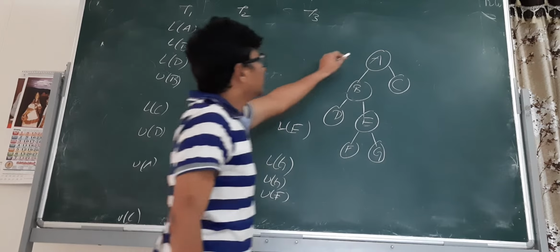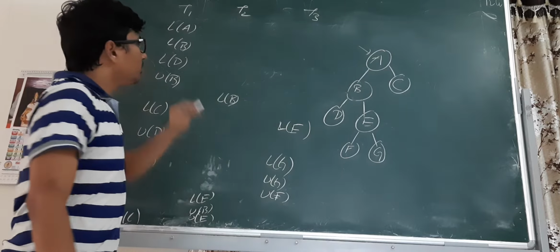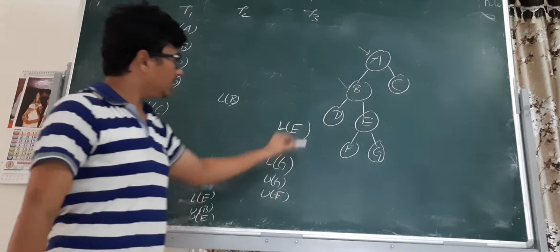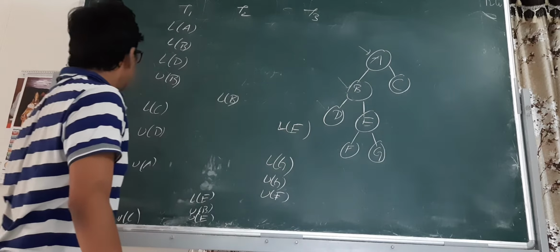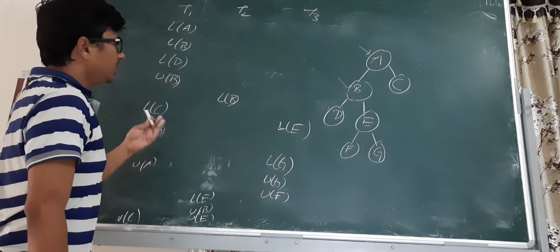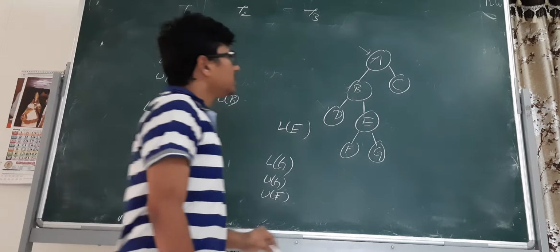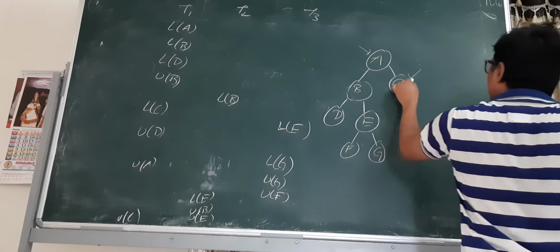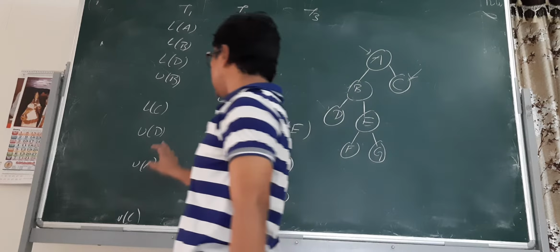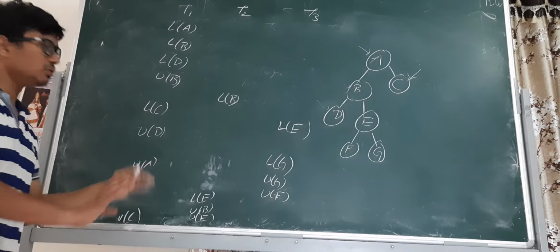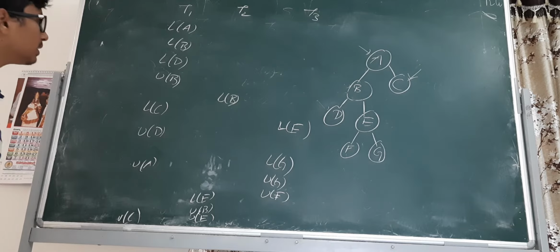Lock on A is allowed. Lock on B is allowed because the parent is locked. Lock on D is allowed because the parent B is locked. Unlock B; anytime I can unlock. Lock on C is allowed, yes, because the parent is still locked. Unlock D, unlock A, all these are allowed because these are unlock operations, so we don't need to worry, because unlock can be done at any time.